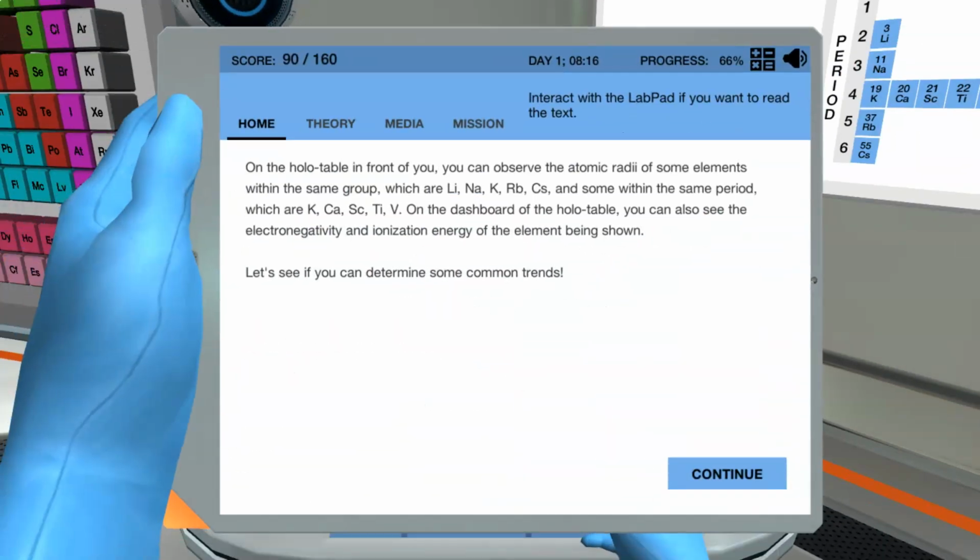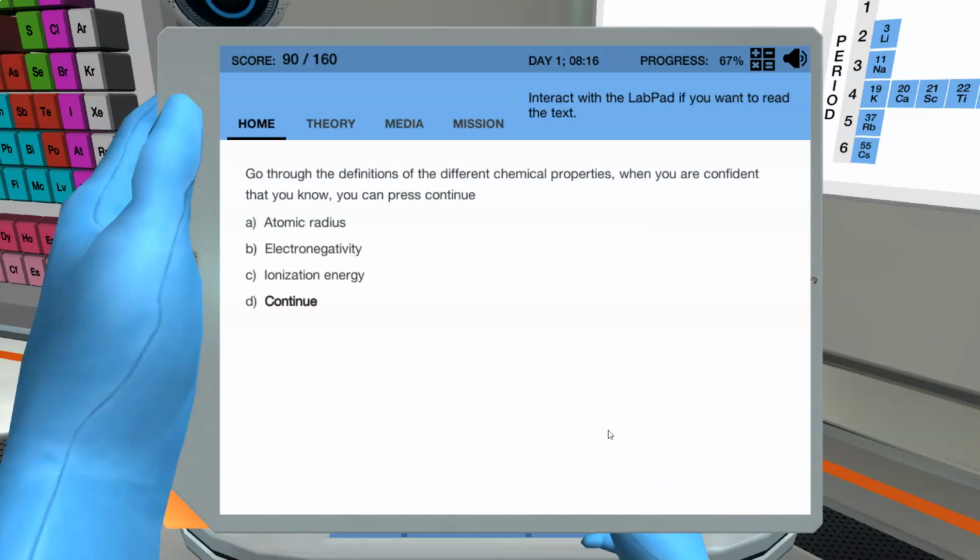On the hollow table in front of you, you can observe the atomic radii of some elements within the same group, which are lithium, sodium, potassium, rubidium, cesium, and some within the same period, which are potassium, calcium, scandium, titanium, vanadium. On the dashboard of the hollow table, you can also see the electronegativity and ionization energy of the element being shown. Let's see if you can determine some common trends. Go through the definitions of the different chemical properties. When you are confident that you know, you can press continue.